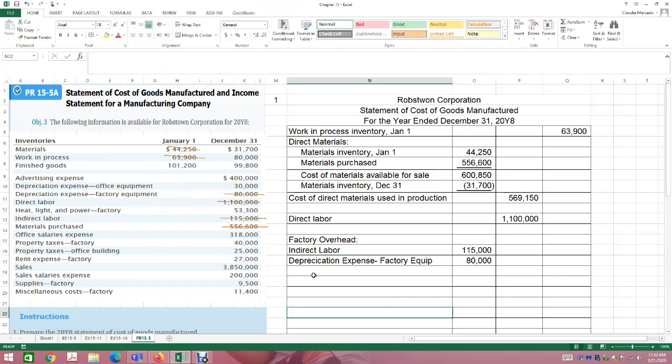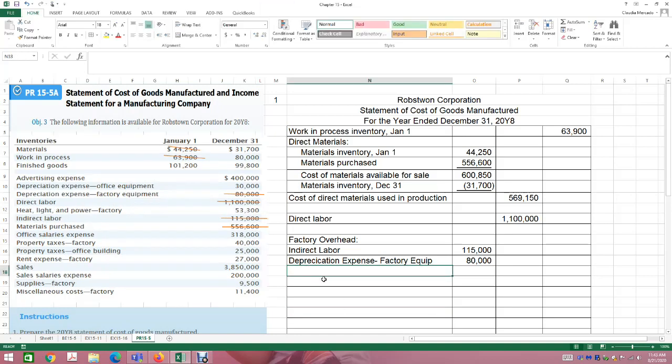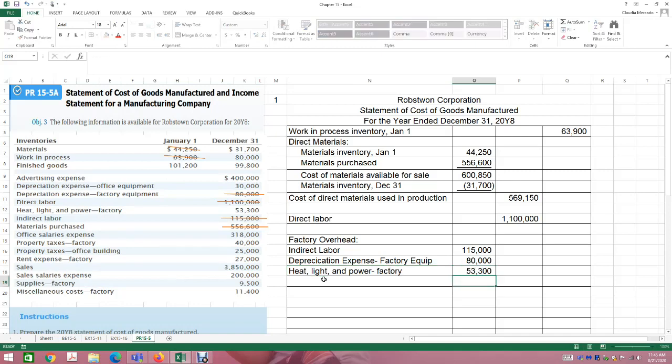What else do we have? Let's see. Right here, heat, light, and power for the factory, $53,300. So we need heat, we need light, and we need power for the factory. Okay, so those are costs associated with the actual factory. So we have heat, light, and power for the factory, and that is 53,300.